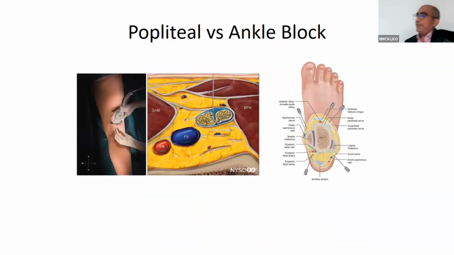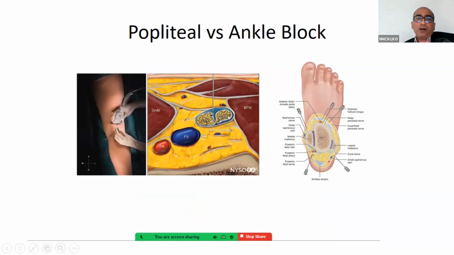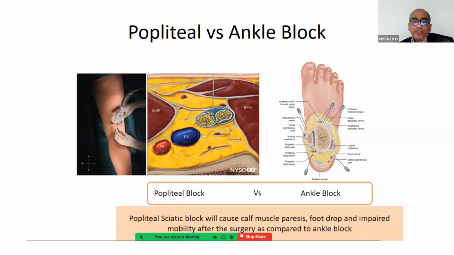So whatever nerves we have discussed so far, basically these nerves can be blocked by 2 approaches, namely popliteal block or the ankle block. In the popliteal block, we basically block the sciatic nerve branches in the area of the popliteal fossa. And in the ankle block, we target each of the 5 nerves which I have described individually around the ankle. And the important difference between these 2 approaches is that with popliteal block, calf muscle paresis is there, so that after the procedure, the patient may have impaired mobility after the surgery.